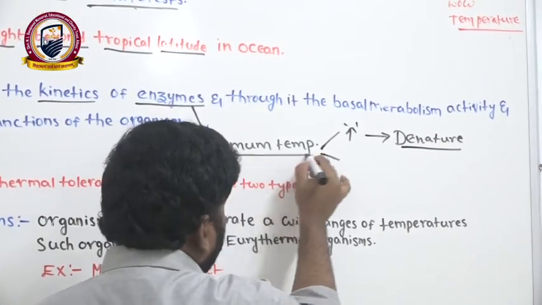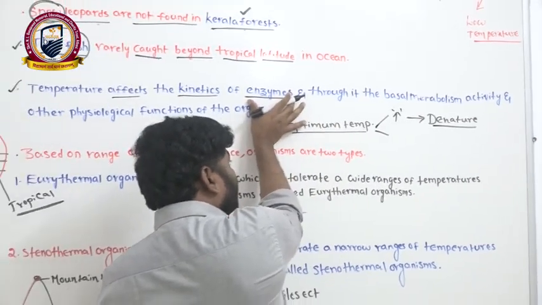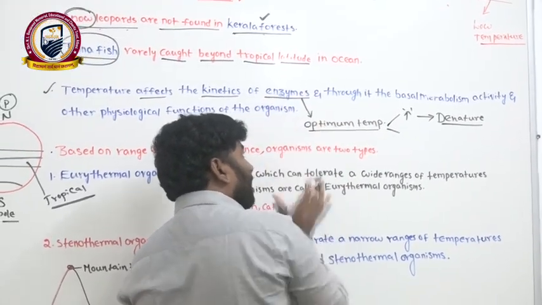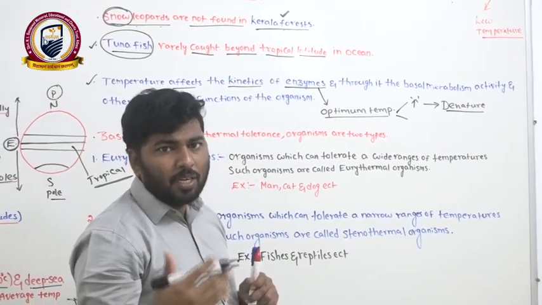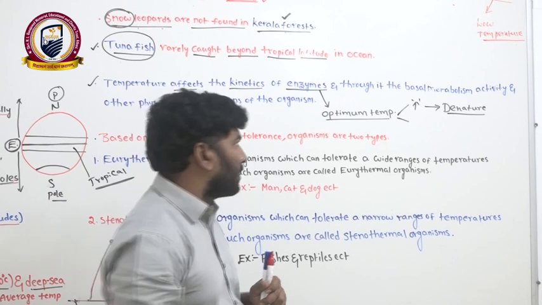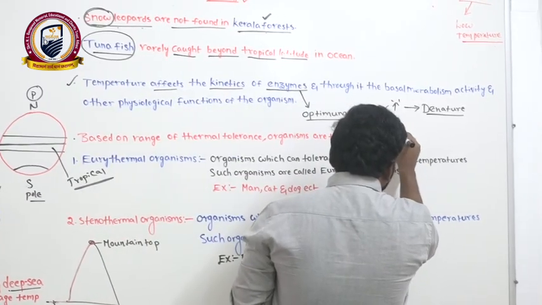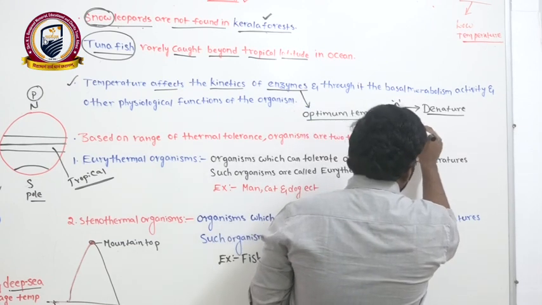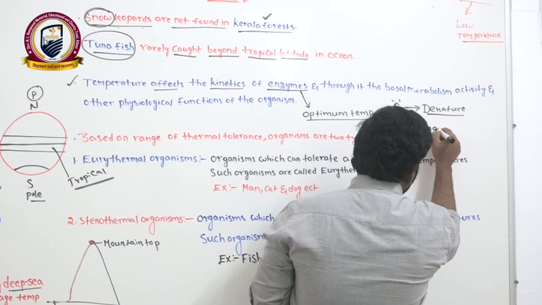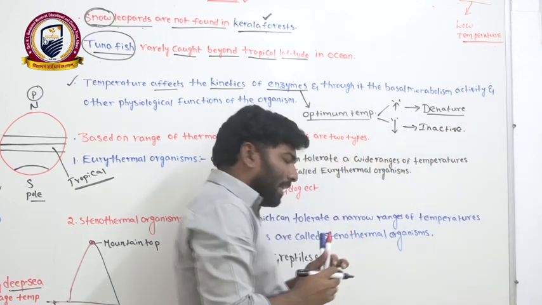Okay, optimum temperature is needed. In this optimum temperature range only, the enzymes work properly in our body. These are helpful for the metabolic activities of our body, whether it is digestion, respiration, excretion, whatever it is. If the temperature decreases below the optimum condition, the enzymes become inactive. The enzymes become inactive. Clear? That is the reason.